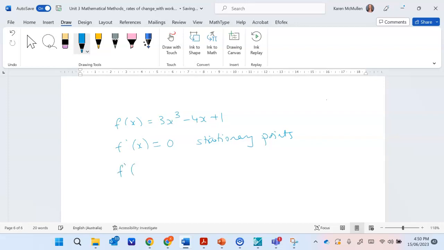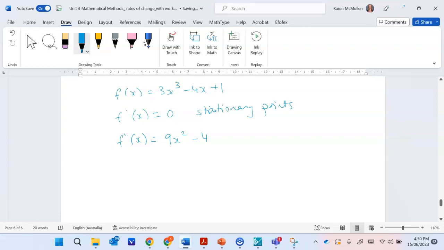Your derivative is 9x squared minus 4. We're just finding the derivative of f of x. Easy. We let that equal 0 because we know at stationary points our gradient is 0, so we'll quickly solve that. 9x squared equals 4, so x squared is 4 over 9. So x equals plus or minus the square root of 4 over 9. Square root of 4 is 2, square root of 9 is 3. So we're going to have negative 2 on 3 and positive 2 on 3.